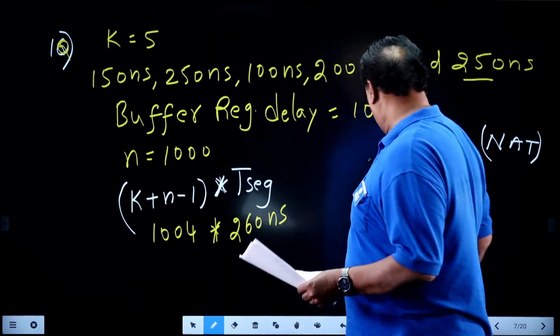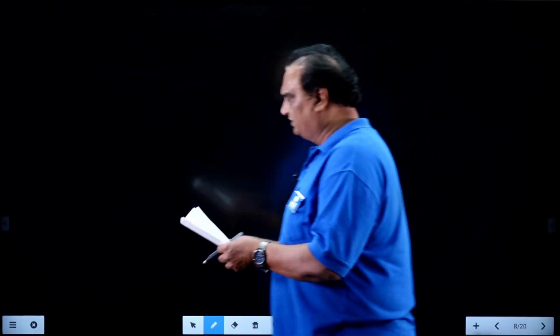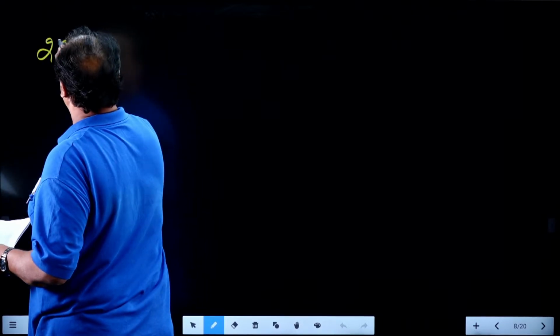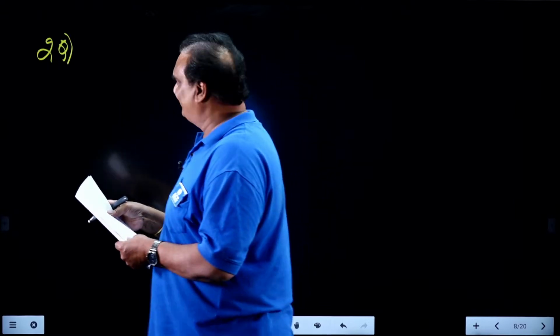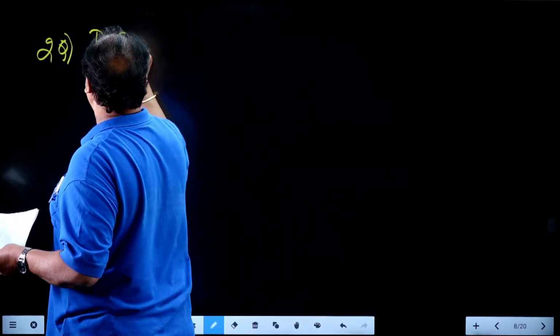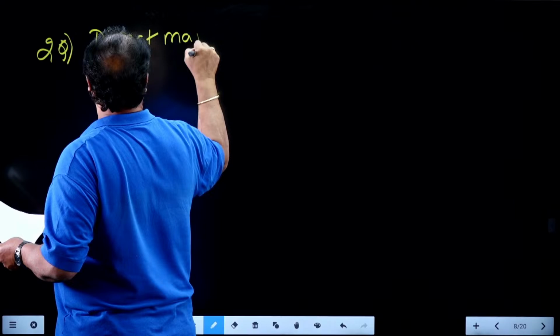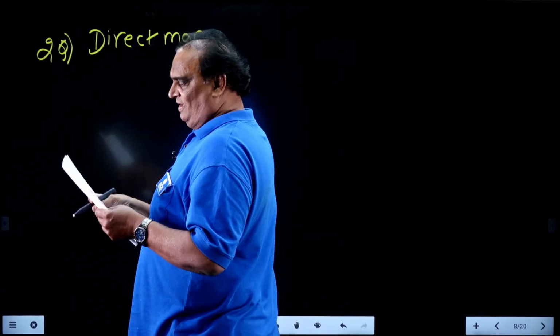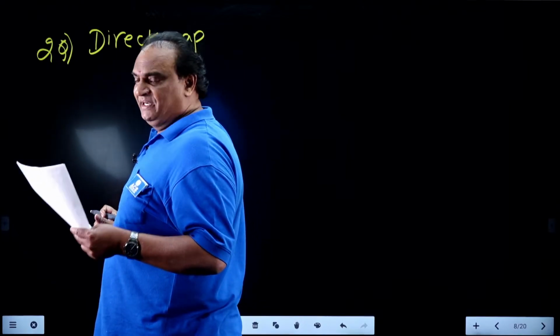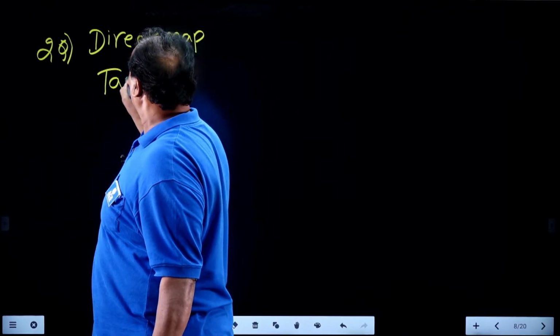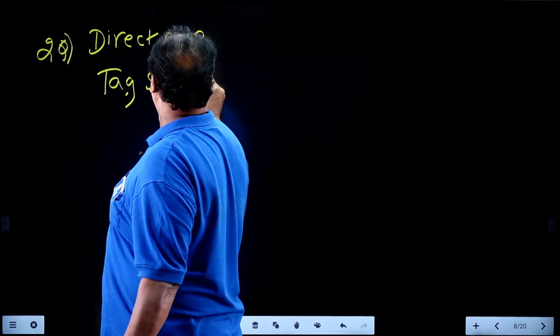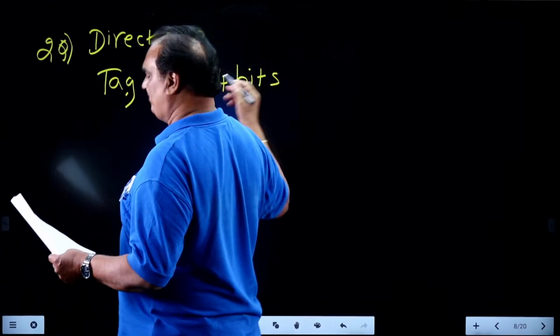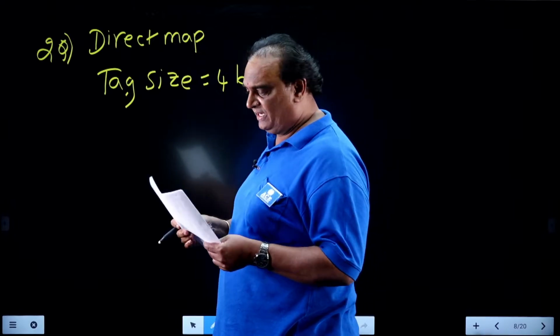Okay. Next, come to the next one. Second question. This question has some trick. It is a tricky question. Watch this. He mentioned direct map, type of mapping is direct. At the same time, he mentioned the tag bits in physical address format. Tag size in physical address format: how many? 4 bits. It means each cache line requires 4 tag bits.